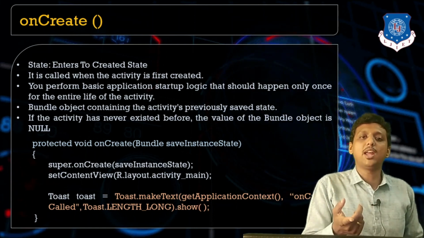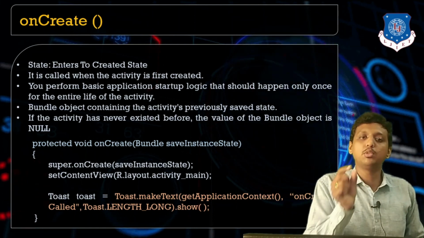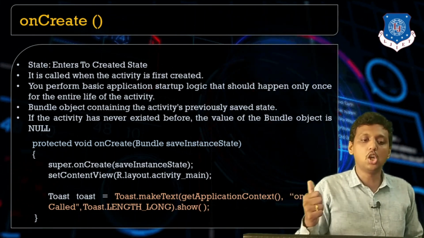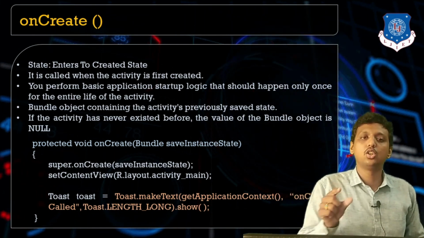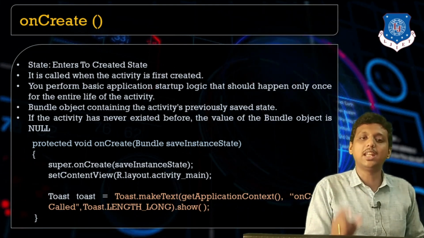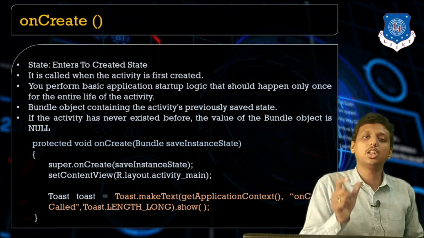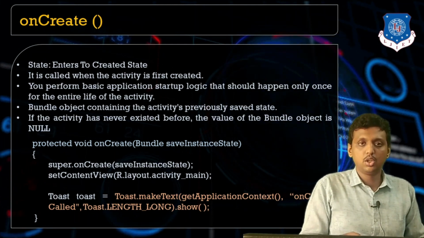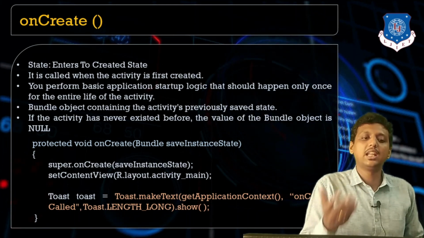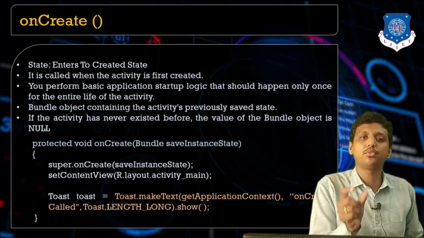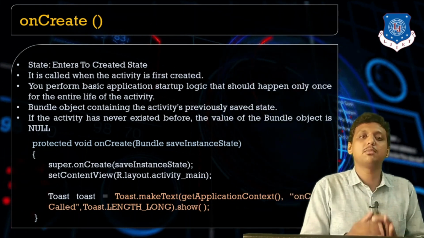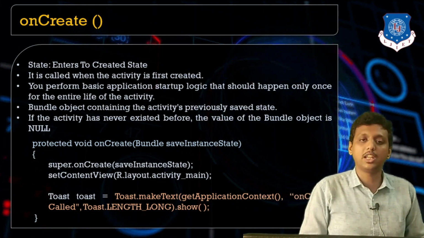Then you need to specify how much time you want to show your toast. That is done by Toast.LENGTH_LONG.show. You can also write Toast.LENGTH_SHORT. So short and long both are there. If you write LENGTH_SHORT, the toast will be shown for a short period of time. In the long, it will be shown for a long period of time. So this is how we can show the toast message while calling the onCreate method.